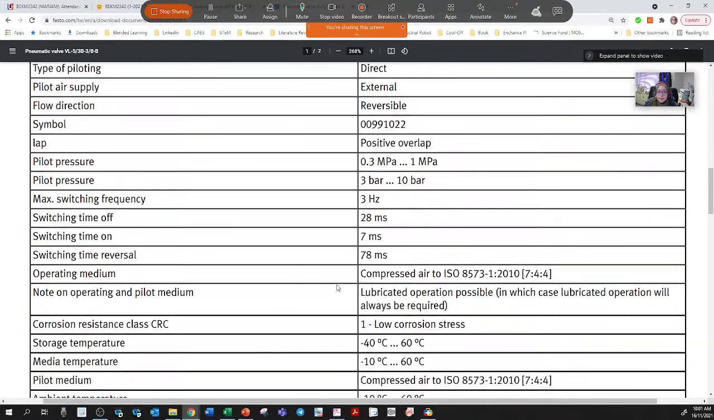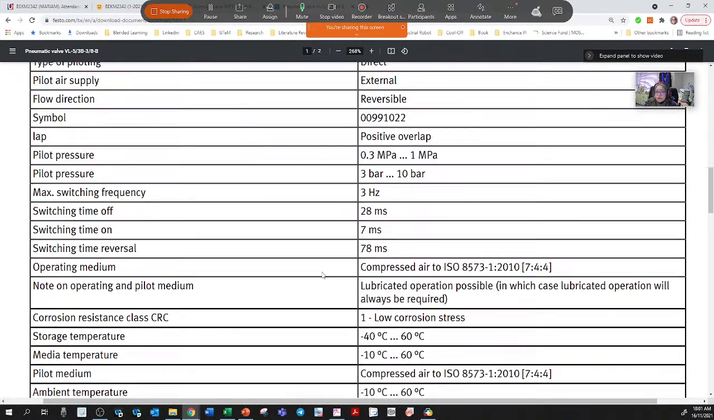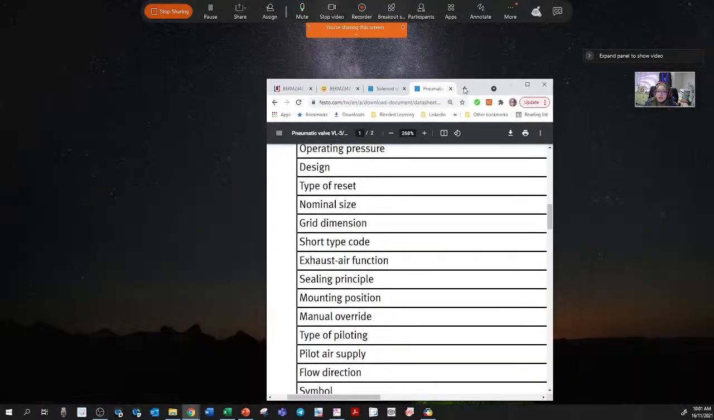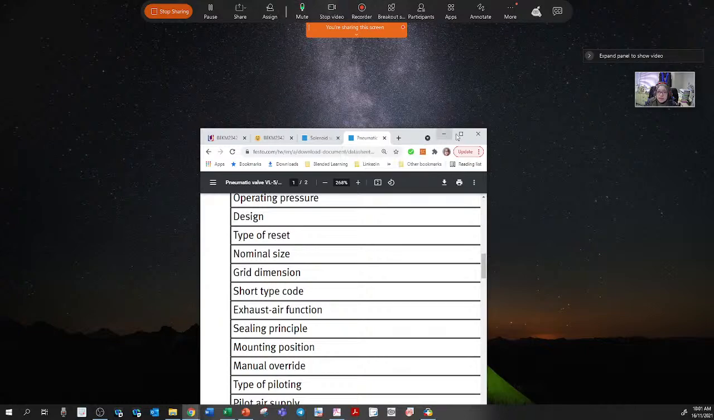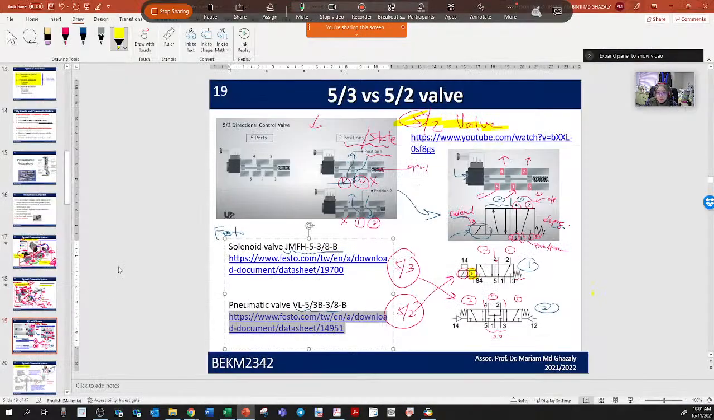And then I think you can just go through this. It is a very interesting way on how to actually select what type of valve.